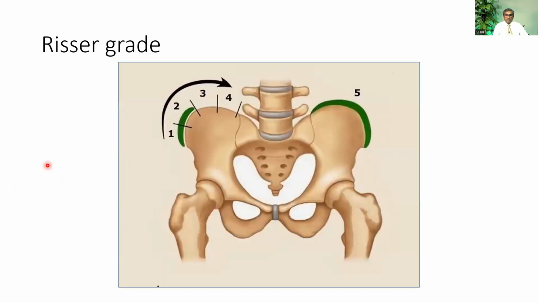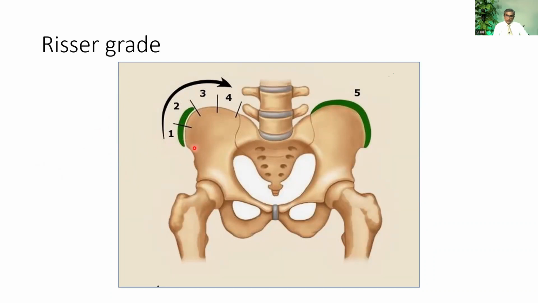So one of the commonest things that we look at is what we call the Risser grade. So when you take an orthogram of the spine, you can have a look at the pelvis also at the same time. This is not the most consistent way of looking at bone age, but this is something that we can easily see when you are taking X-rays for the spine.